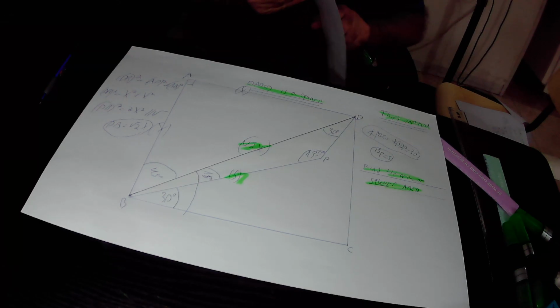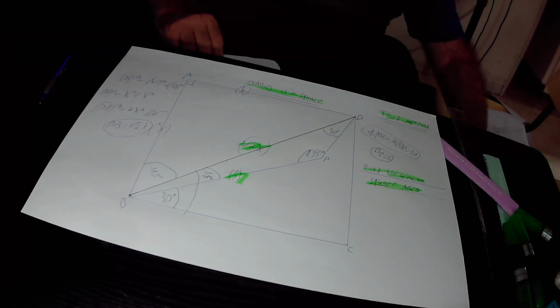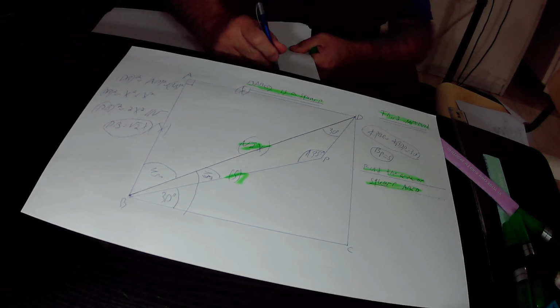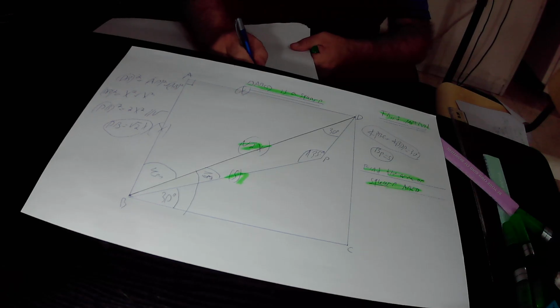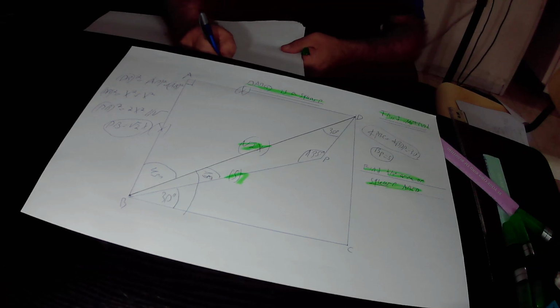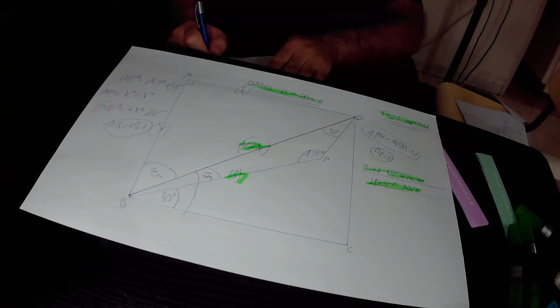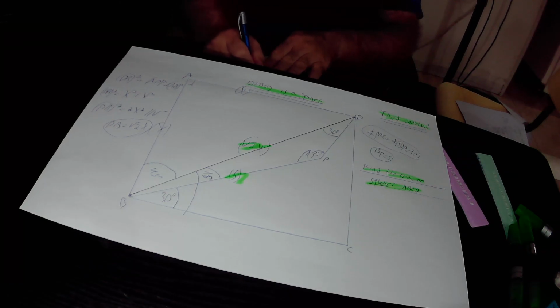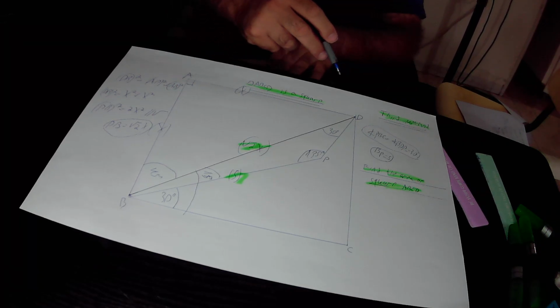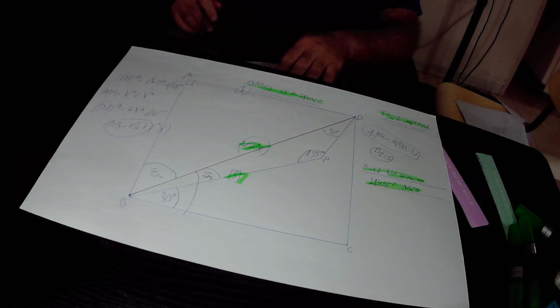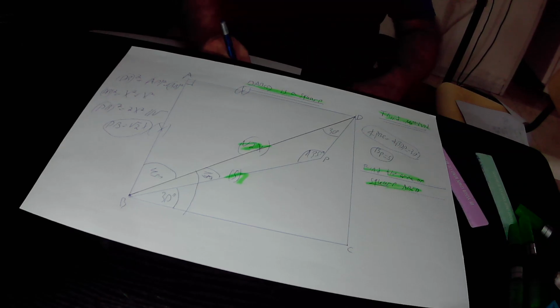So we can implement the law of sines in triangle DBP. According to the law of sines, in triangle DBP, the following equation is true: DB over sine 135 degrees is equal to BP over sine 30 degrees.